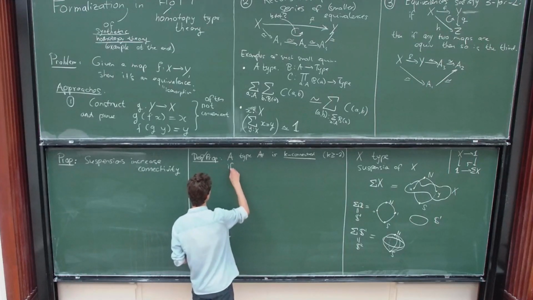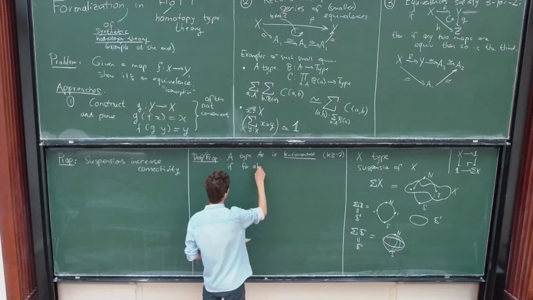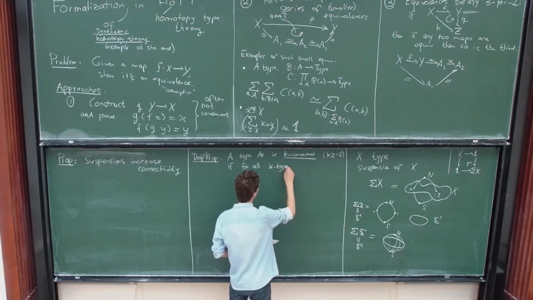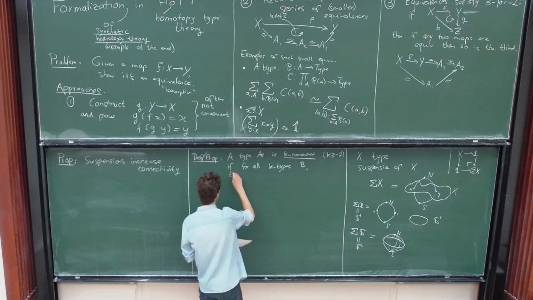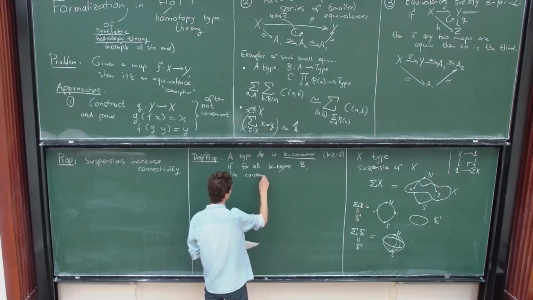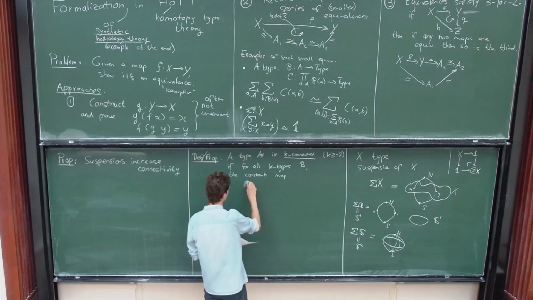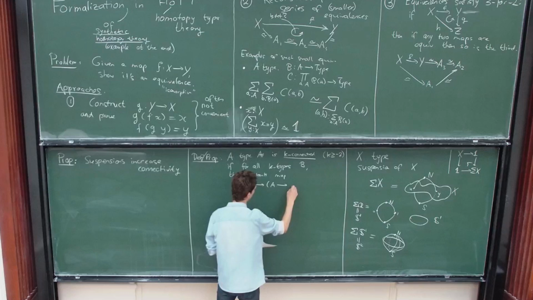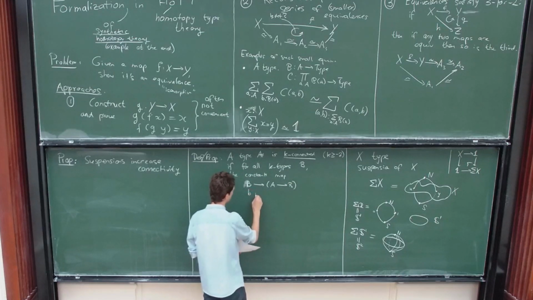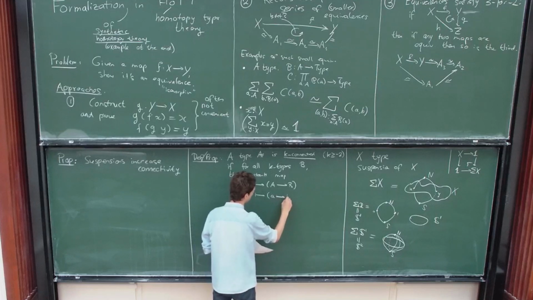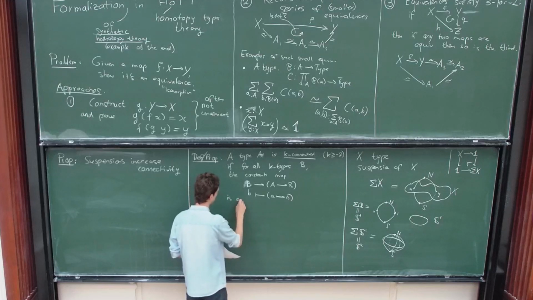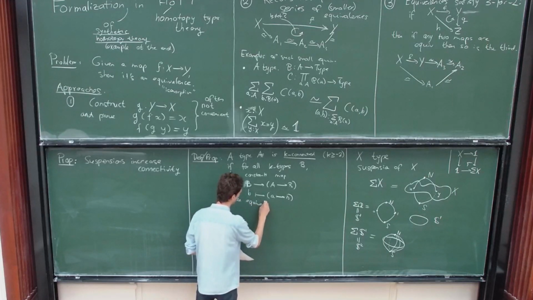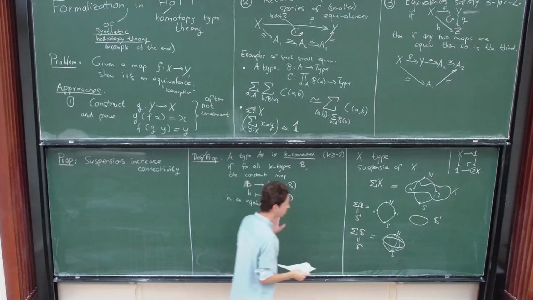A is K-connected if for all K-types B, the constant map, B goes to A goes to B, so this thing takes a B, takes an A, outputs B, and just completely ignores the A component, is an equivalence. Okay, let me explain this.